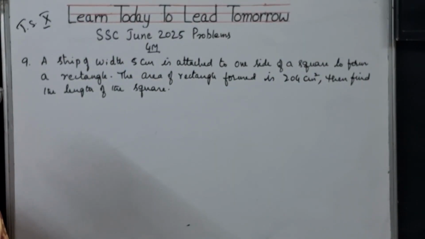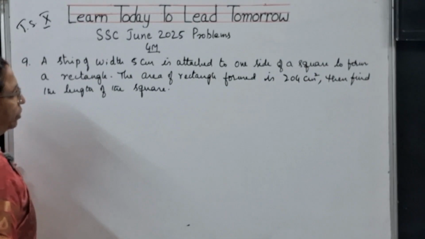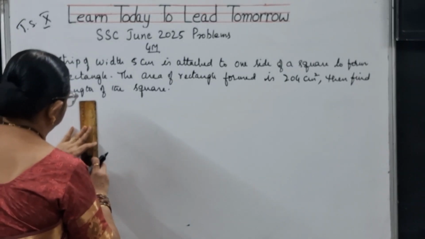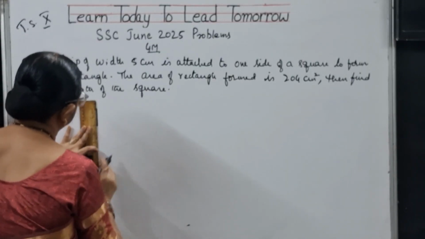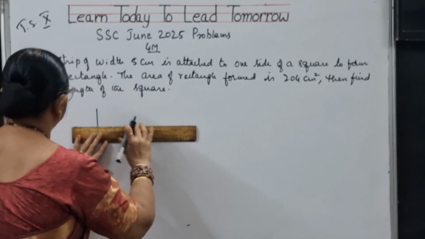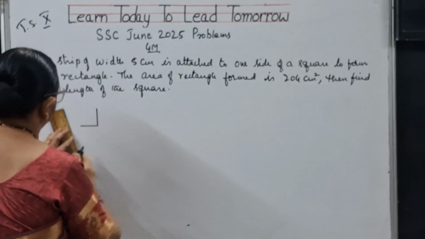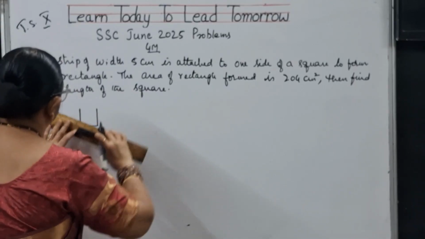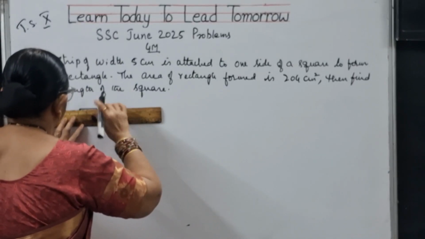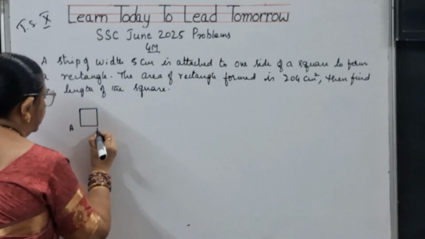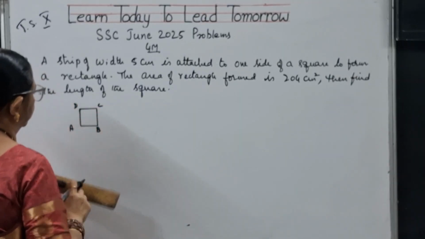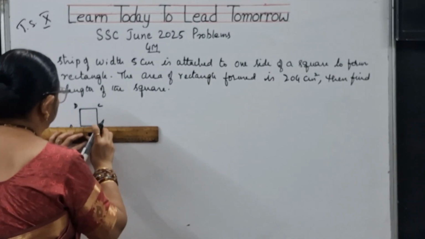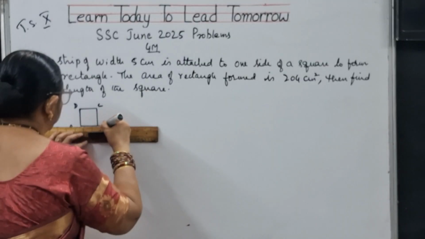Now, ninth question, children. A strip of width 5 centimeters is added to one side of a square to form a rectangle. There is a square. So, let me draw a square, children. So, this is a square. ABCD is a square. To this, a strip is added, another strip. I'll draw that in a broken line so that you will have a clear idea.